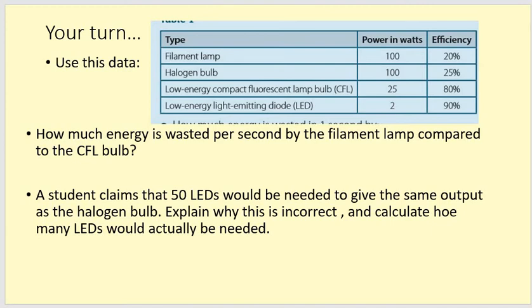So first question is, how much energy is wasted per second by the filament bulb lamp compared to the CFL? So you're going to have to look at both of those and work out how much energy is wasted. Not how much energy is used, how much is wasted. So here, if you've got 20% efficiency, you'll have 80% wastage. There's a little hint to start you off. Second question, the student claims if you have 50 LEDs, that gives the same output as the halogen bulb.